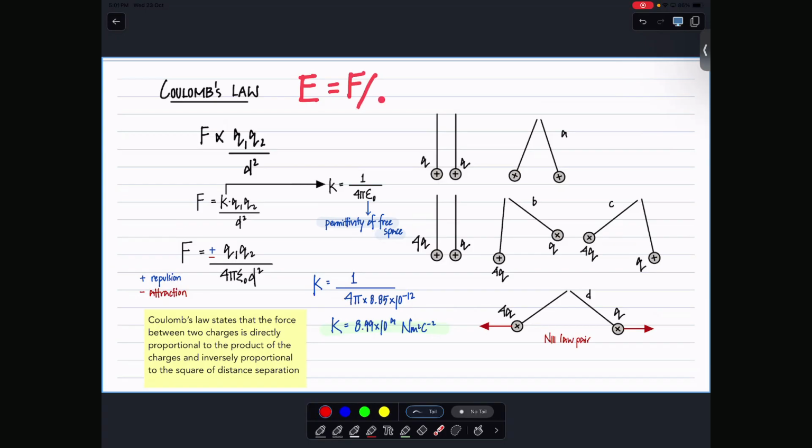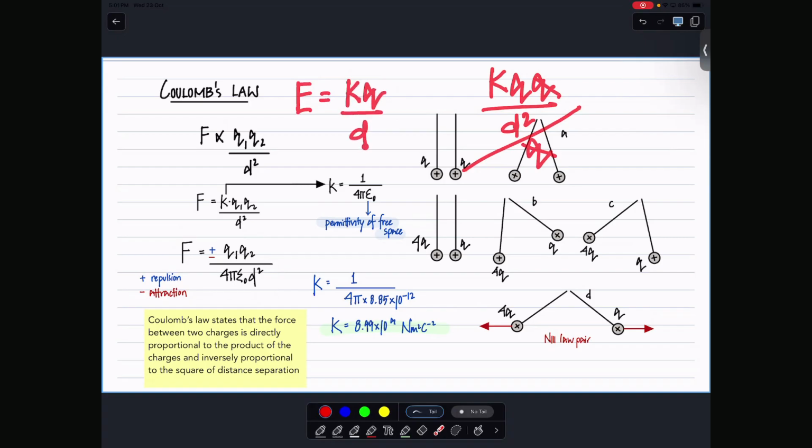F by Q, right? So we already know what our force is here, and we know it's going to act on a charge. So that's KQ1Q2 divided by D square, acting on a charge. The charge cancels out, and you get electric field strength for a non-uniform field to be KQ divided by D square. Isn't it very similar to gravitational field strength, which was GM by D square? Okay, so they're very similar.